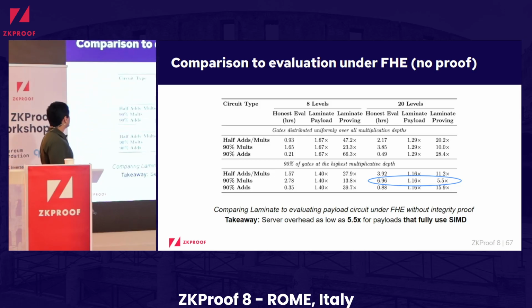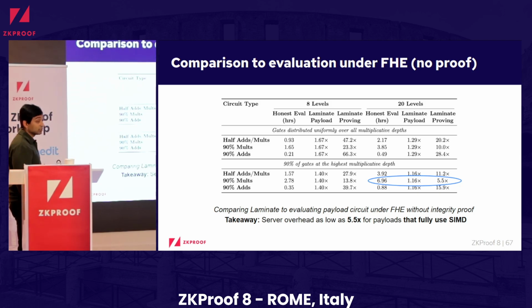We're more interested in how Laminate compares to the gold standard, which is honest evaluation under FHE of the payload circuit without a proof. And as you see here, we looked at various representative types of payload circuits and found that for some payload circuits, the server overhead can be as low as 5.5x. And these are payloads that fully use SIMD. If you didn't fully use SIMD, you could be much, much faster.